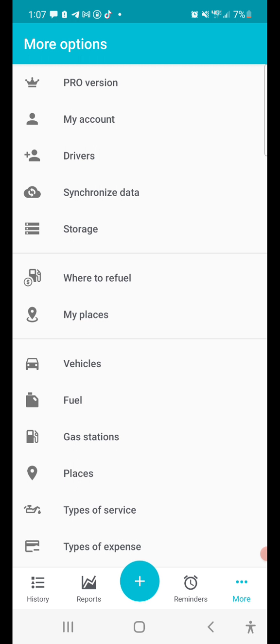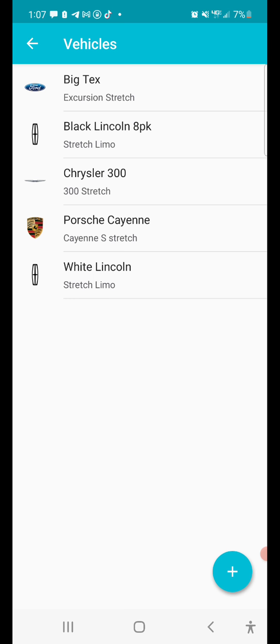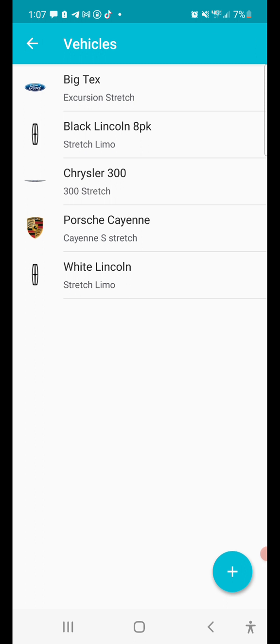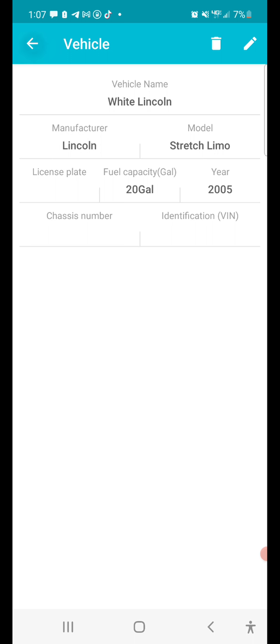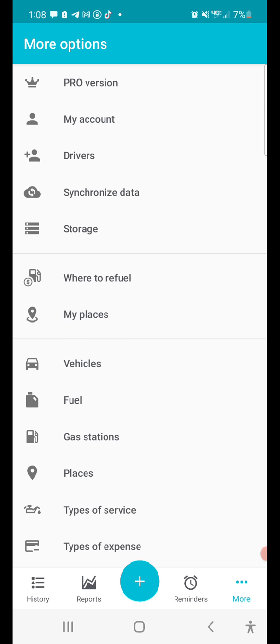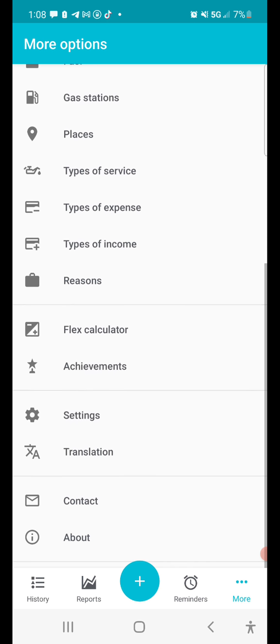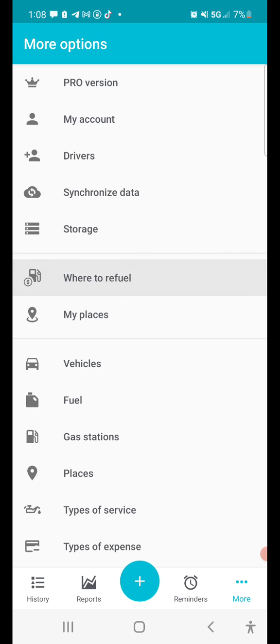We need to get all the vehicles with their license plate numbers and the VIN numbers on there. So that's something else that we can do, is go check all the VIN numbers and then put them in here, and then the license plate numbers. But then we'll have all of that data. If there's a different kind of fuel or expense, you can add those in there, reason codes, so on and so forth. Where to refuel.